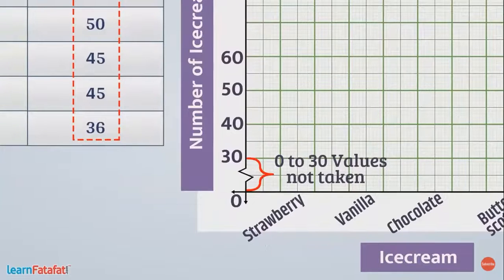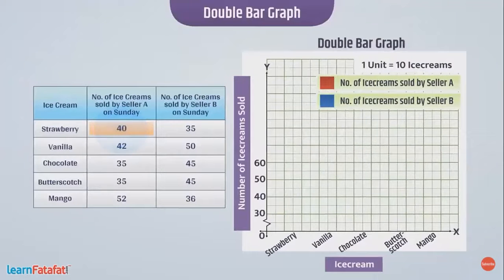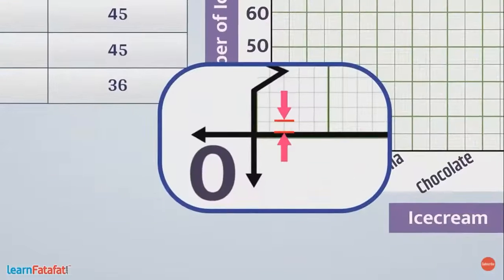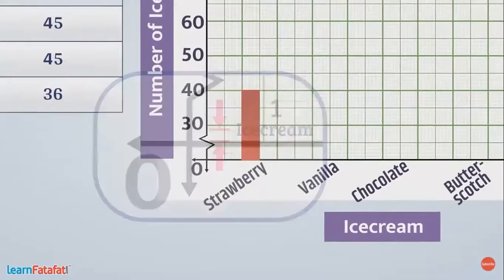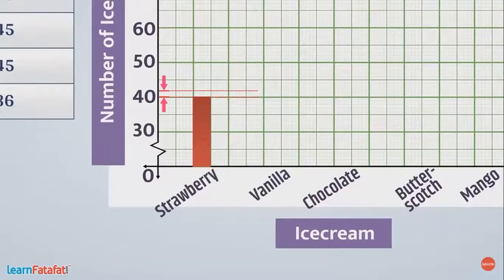are not taken. Seller A sold 40 strawberry ice creams, so we will draw bars of length 0 to 40. He sold 42 vanilla ice creams. Here, 42 is between 40 and 50. Since each unit represents 10 ice creams, we can say that the 10th part of a unit represents 1 ice cream. So, to represent 42, we have to consider 2 parts of unit length out of 10 parts after 40. Thus, we will draw a bar extending from 0 to 42.